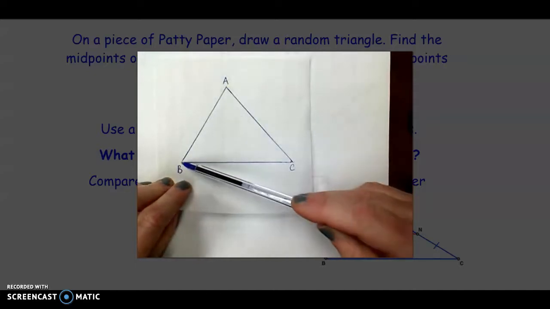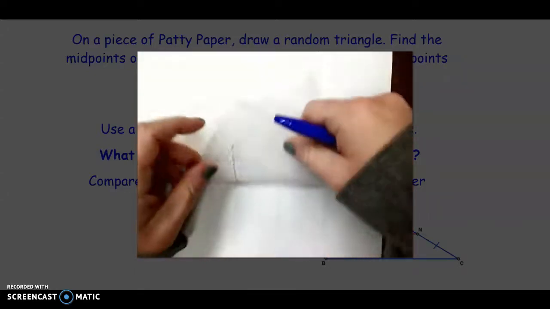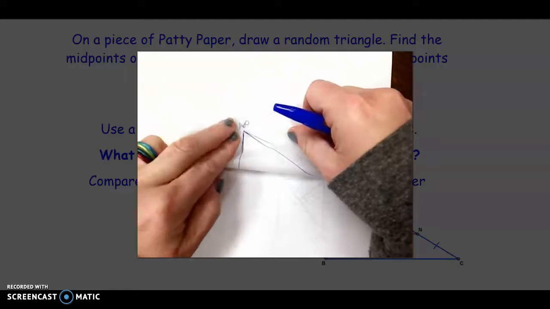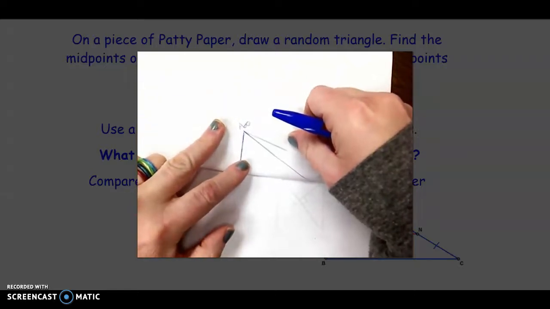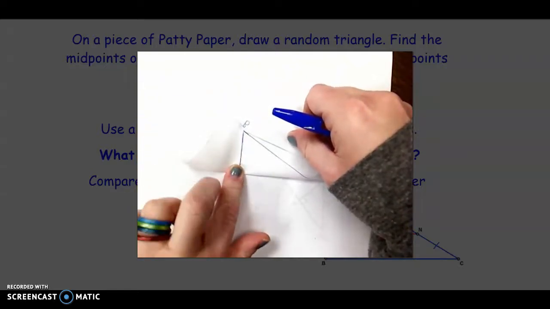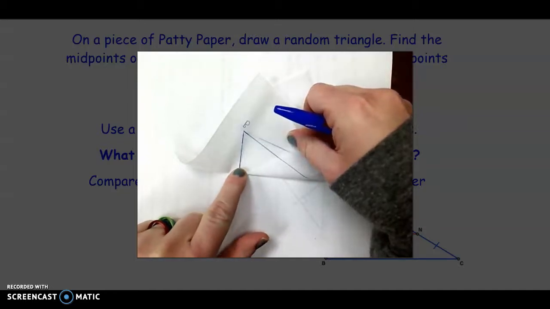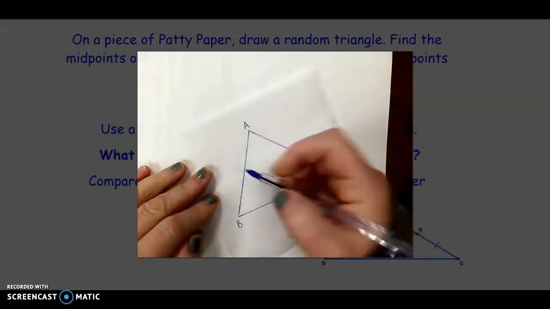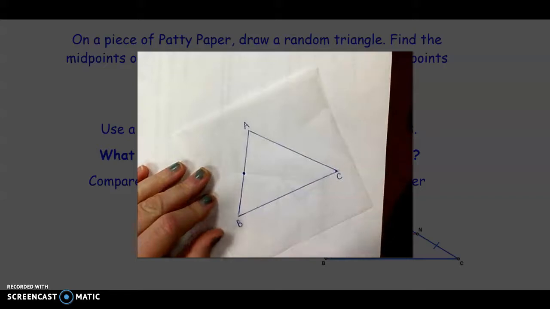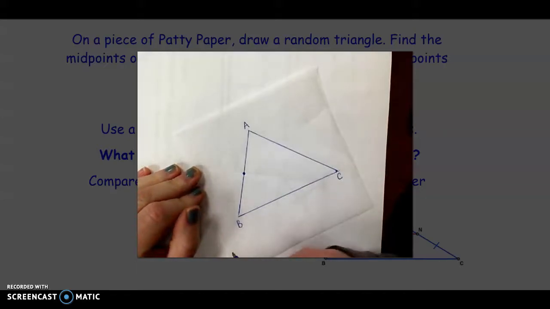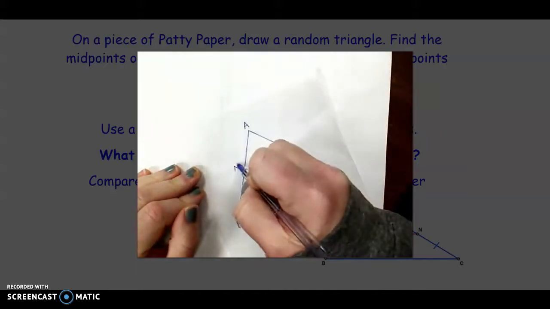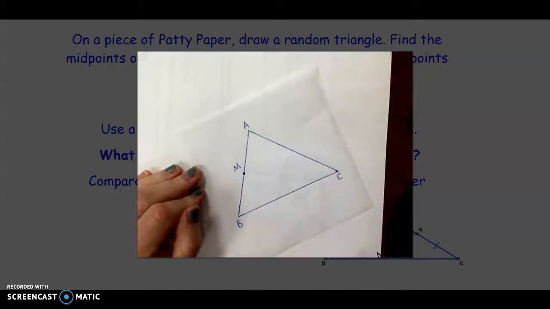So I'm going to fold point B on top of point A. And remember, I'm just trying to locate the midpoint. I don't have to crease that whole perpendicular bisector. I'm just pinching right here because I just need this point. So I've located the halfway point between points A and B. We know that's called a midpoint. I'm going to label it with a capital letter M.